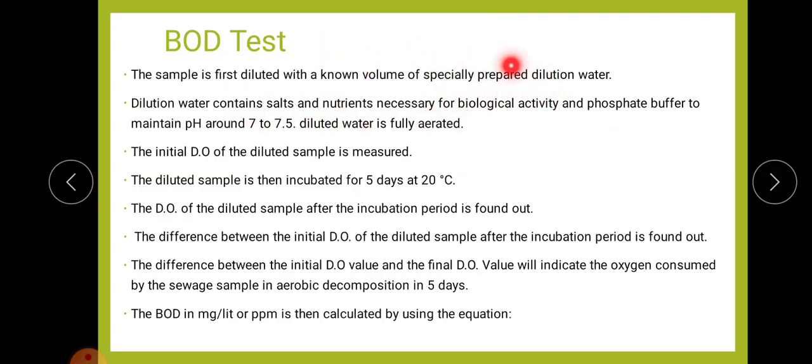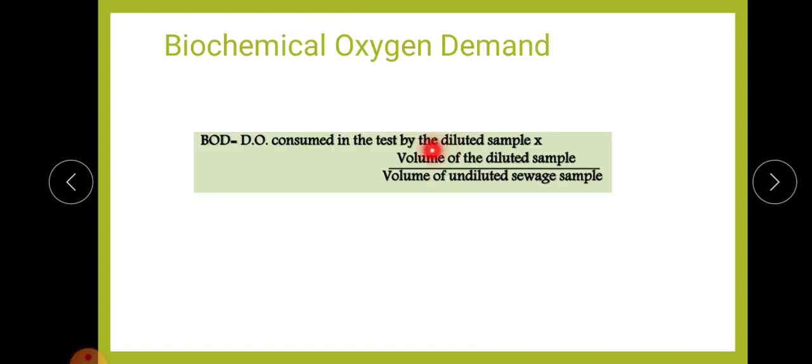So from this we can calculate the dilution factor. Multiplying this dilution factor with the dissolved oxygen which is consumed during that period, we will get BOD. So this is the procedure for calculating BOD from the BOD test. Okay, I think it's clear. So this equation is very important.